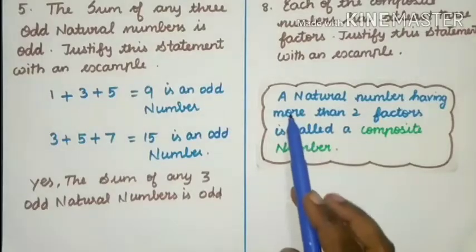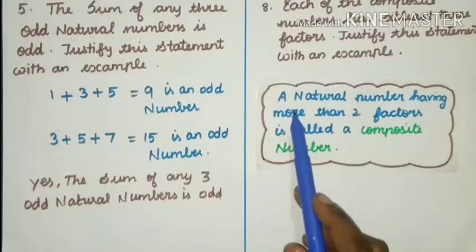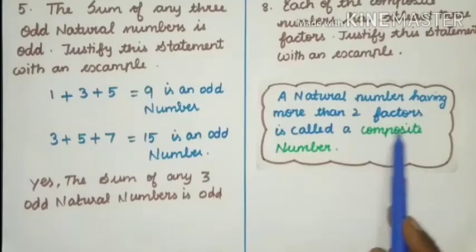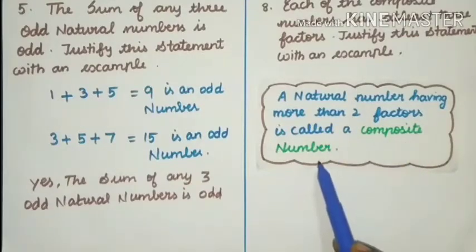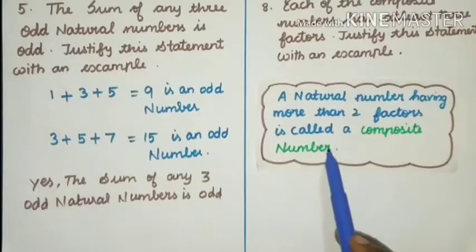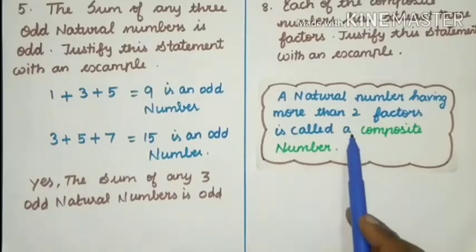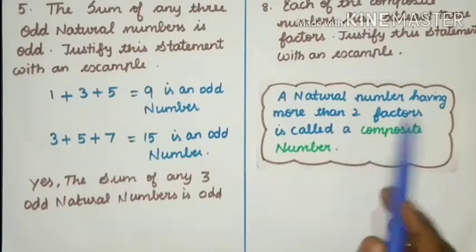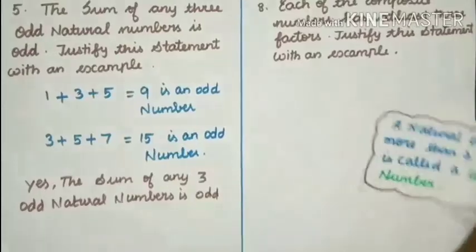See, the definition of a composite number is a natural number having more than two factors. Students, a natural number greater than 1 having only two factors is called a prime number. But for a composite number, a natural number having more than two factors, we have to justify this statement.